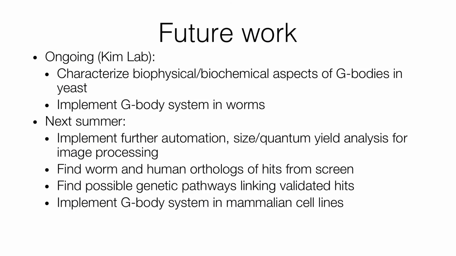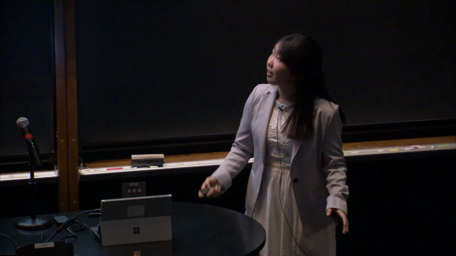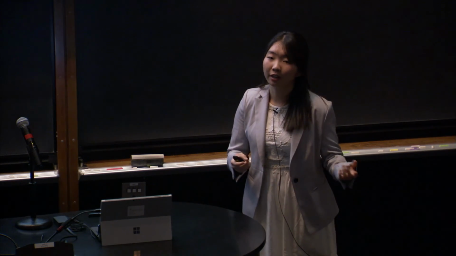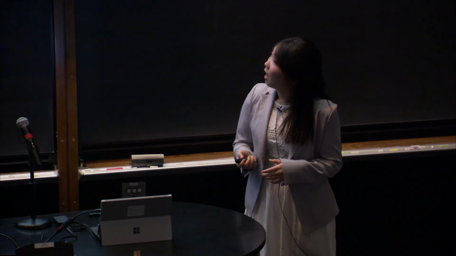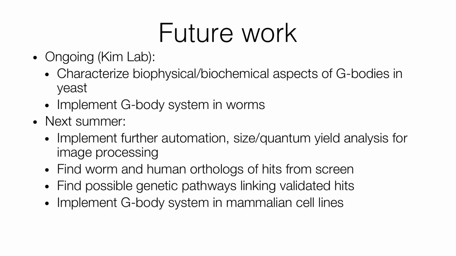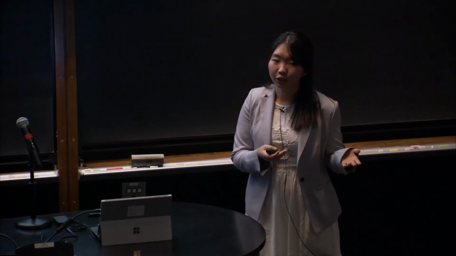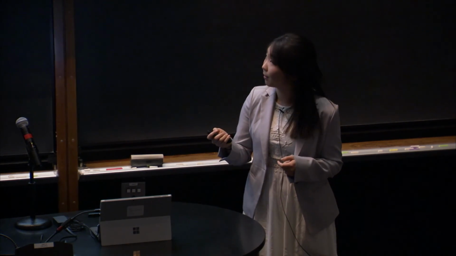Current work that's going on in the lab: Greg and Nathan are working on characterizing the biophysical and biochemical aspects of G-bodies, and my mentor is working on translating it to worms. Next summer, when I return to the lab, I would like to implement further automation in my image processing, not only so that it's faster, but also so I can see things like what is the average size of a G-body for this deletion strain, and what is the quantum yield so I can measure gene expression. I would also like to find the orthologs for both C. elegans and humans for all of my hits, and to link my hits through possible genetic pathways. And then lastly, my main project will be to implement the system in mammalian cells. We've already seen that G-bodies form in mammalian cells, but we haven't looked at different stages of cancer cell lines, for example, or knocked down certain genes. So that's something I'm really excited to further my project through next summer.